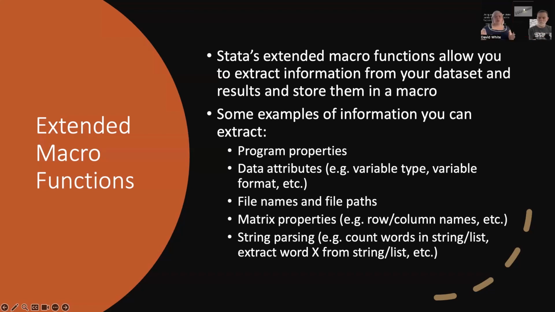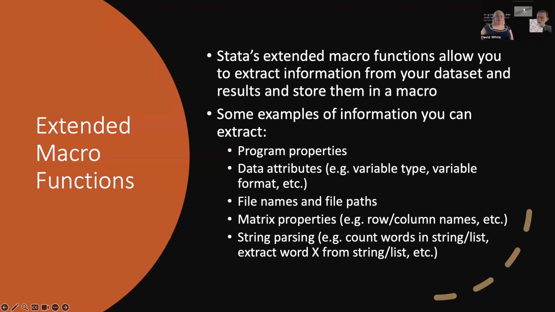All sorts of different things you can pull out of matrix properties. And then also string parsing. So if you have a list of variables, for example, in a macro, you could count the number of words and therefore variables in that macro. Or if you wanted to loop through a list of variables, you could do that by extracting the numbered word from each list and looping through.